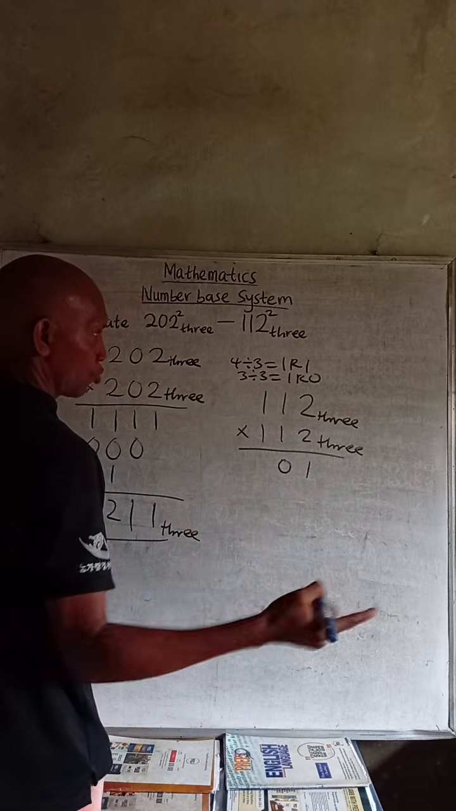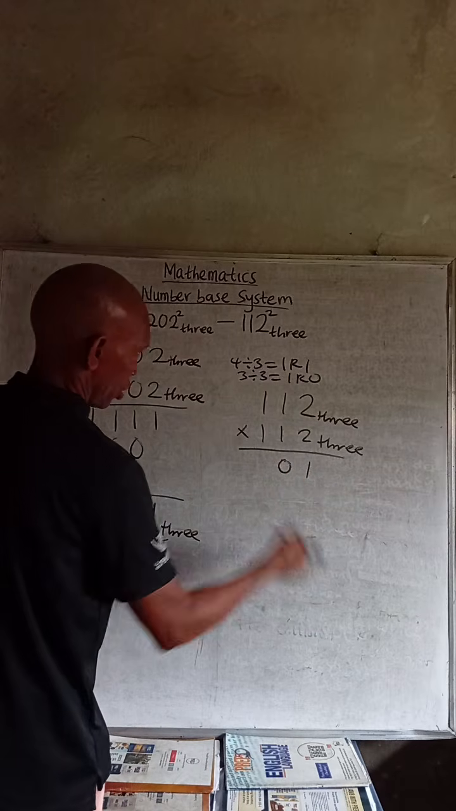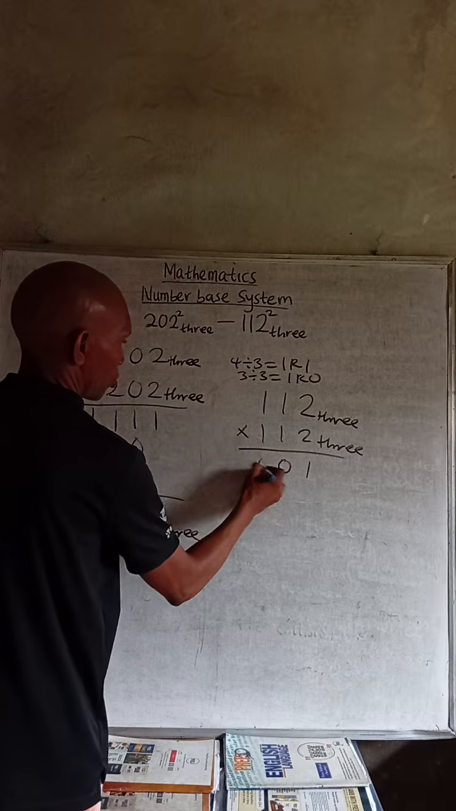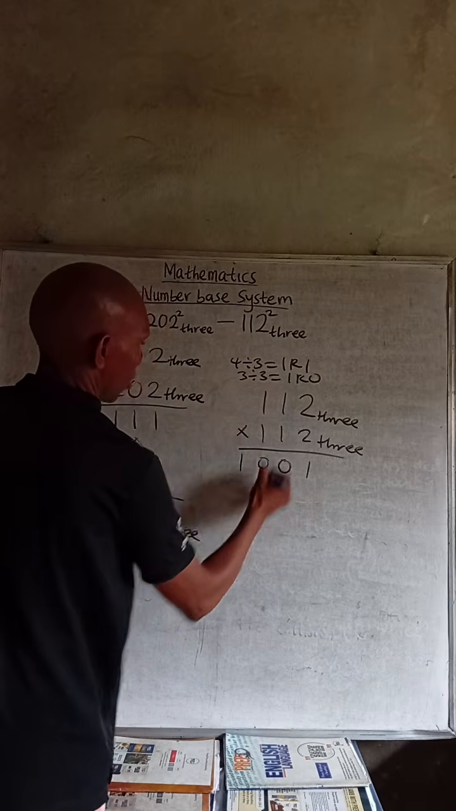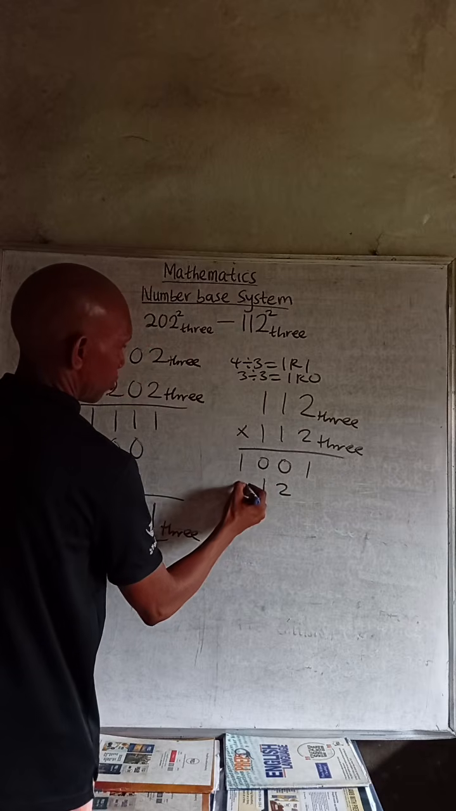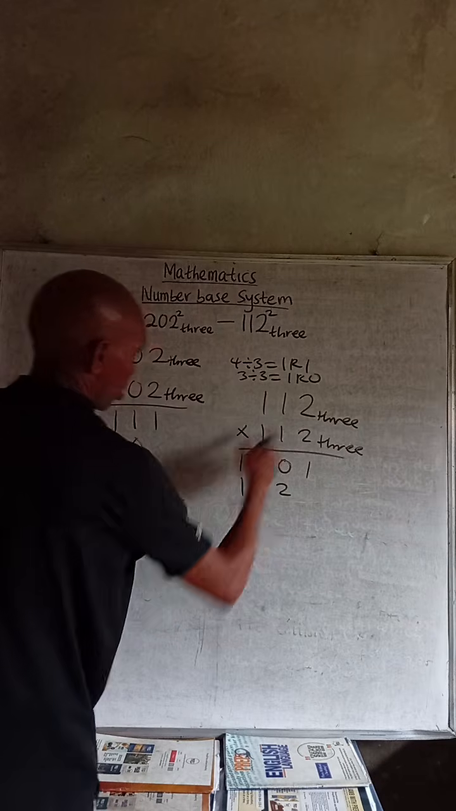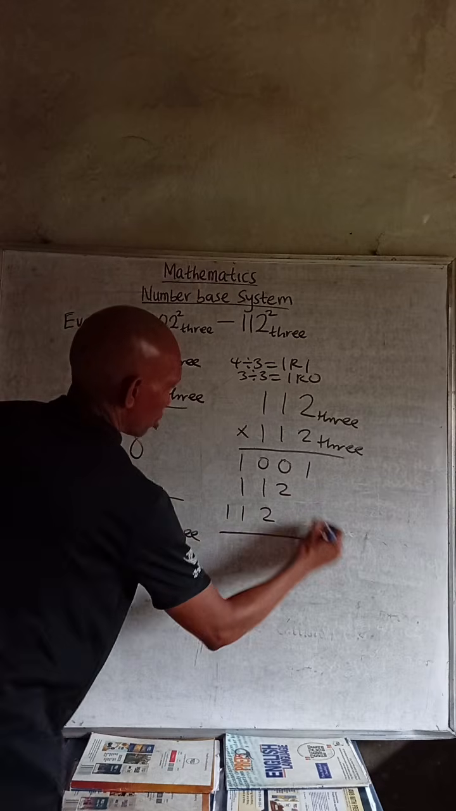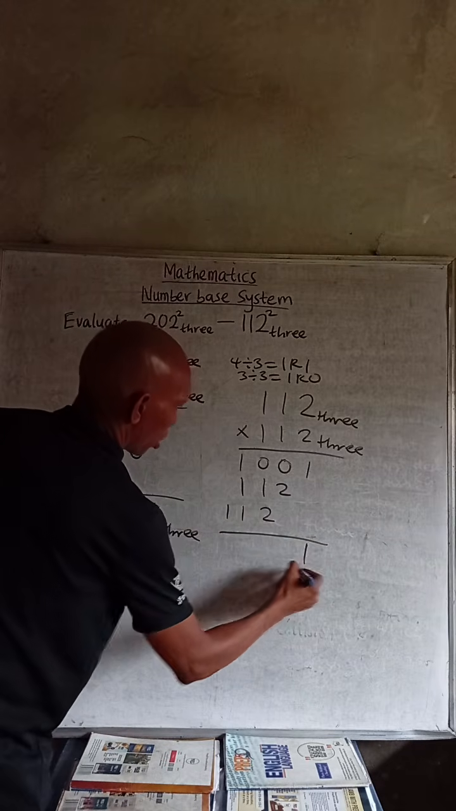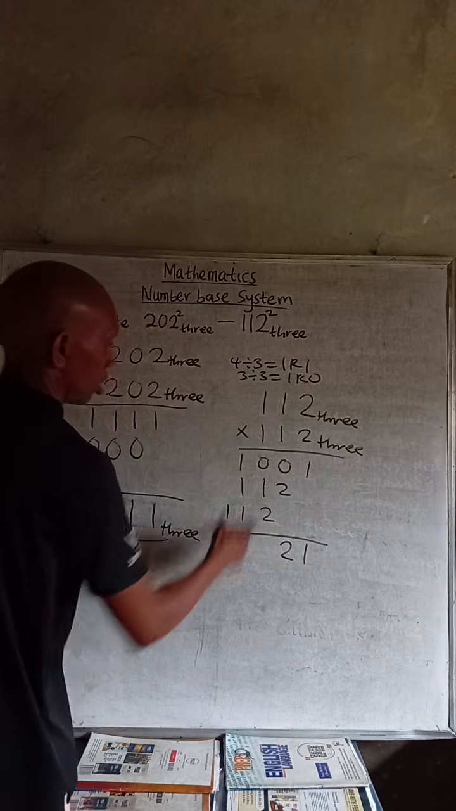2 times 1 is 2, plus the 1 we carried, 3. 3 divided by 3, 1 remainder 0. So you have 0 and 1 here. 1 times 2, 2. 1 times 1 is 1. 1 times 1 is 1. Do the same thing, repeat it. You are going to have 2, 1, 1 here. Then add up. You have 1, you have 2, you have 3.